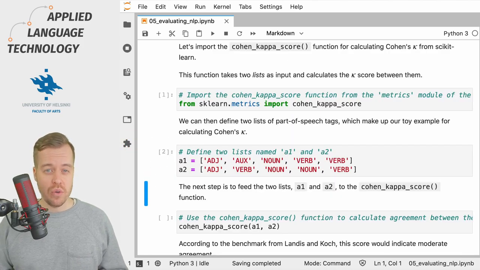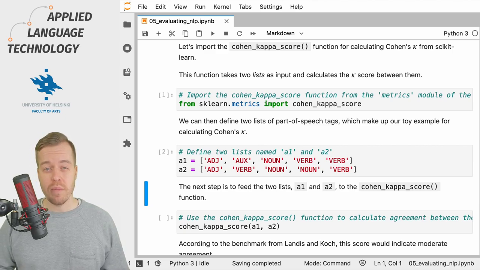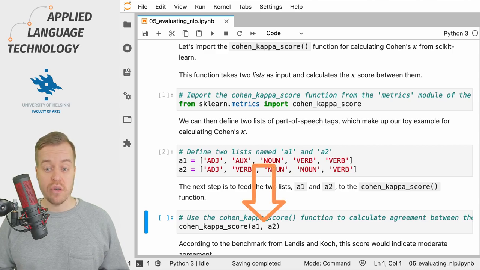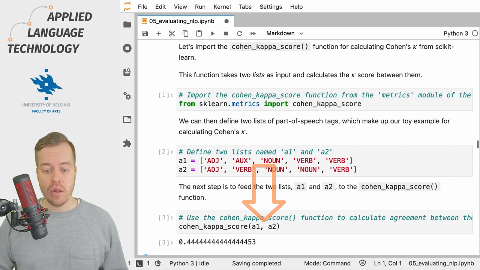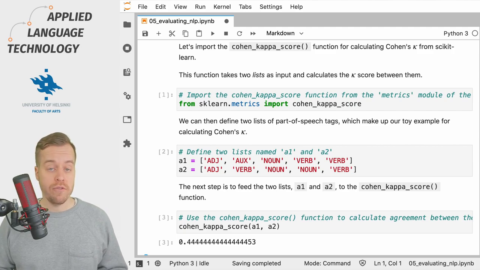Now that we've defined the two lists, which do not contain the same items, so they don't completely agree with one another, we're going to feed the two lists to the Cohen kappa score function that we just imported from scikit-learn. And this is simply done by inputting both of the variables referring to these lists to the Cohen kappa score function and placing them within the parentheses. And if I run this cell, then we will get a Cohen kappa score value of 0.44.